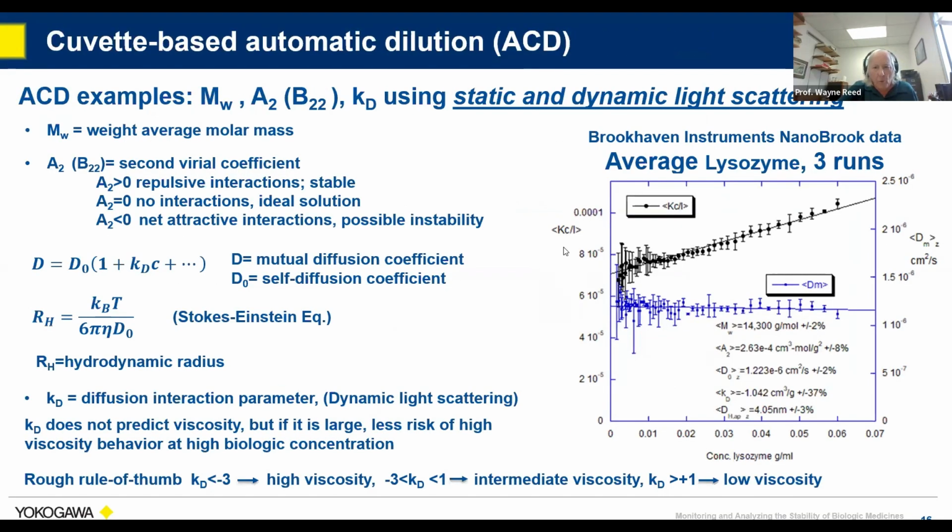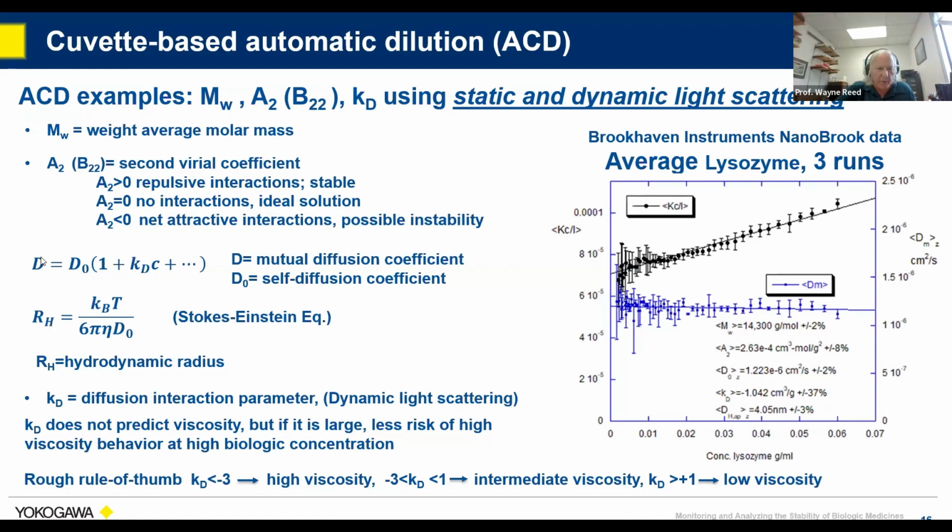Okay, so from this, which is what we get from Argin, you get a molecular weight average, A2, and you can get other higher ones if they're there. Again, if it's greater than 0, it's repulsive, that's good. If it's less than 0, then you're probably going to run into problems.